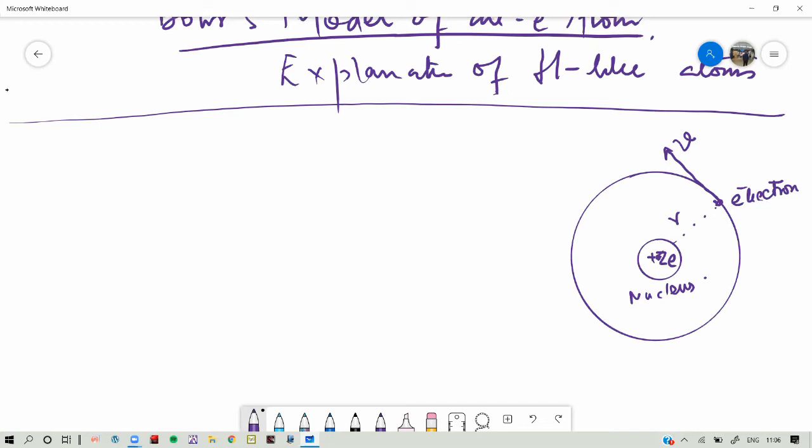We have one electron. We assume that the electron revolves in a circular orbit, as proposed by Bohr, about the nucleus, and we initially also assume that the nucleus is infinitely heavy compared to the electron, and the nucleus remains fixed in space. So the nucleus has infinite mass.